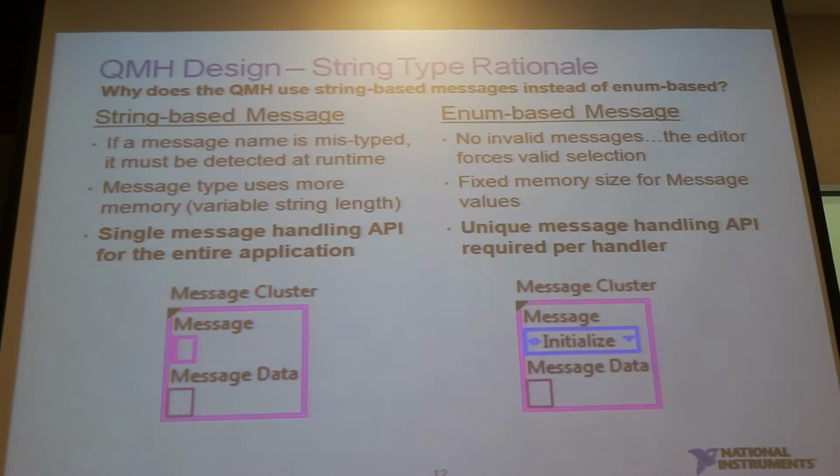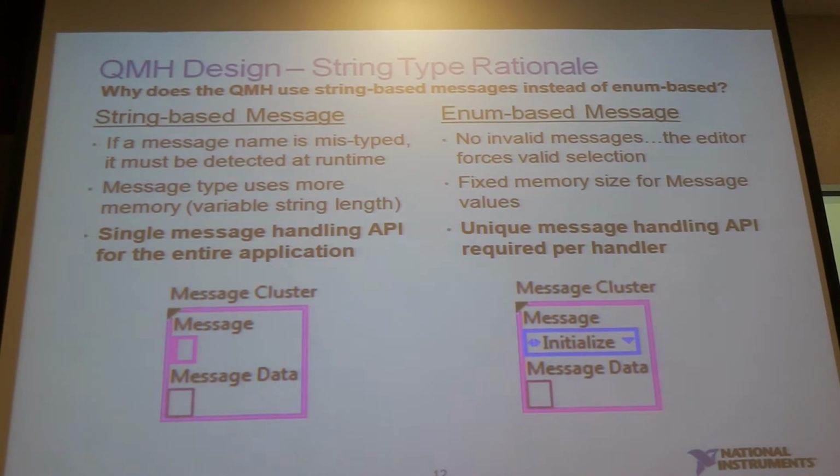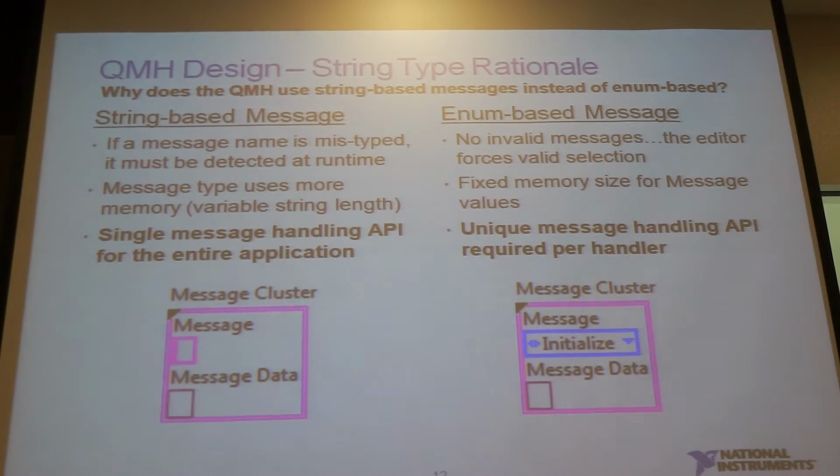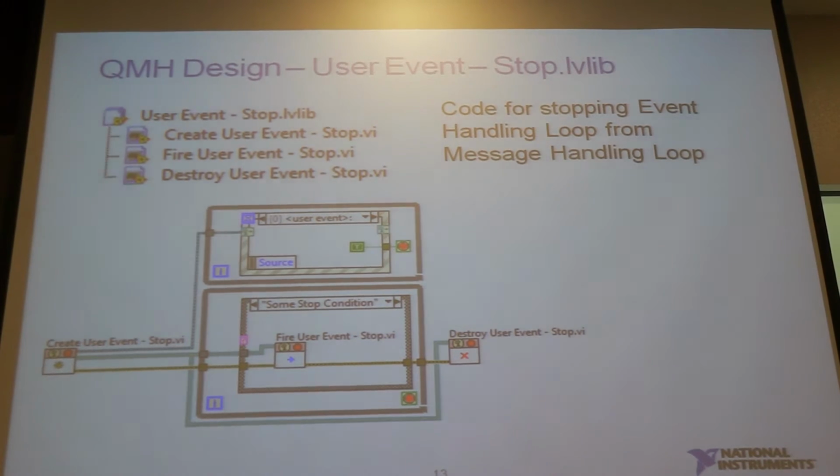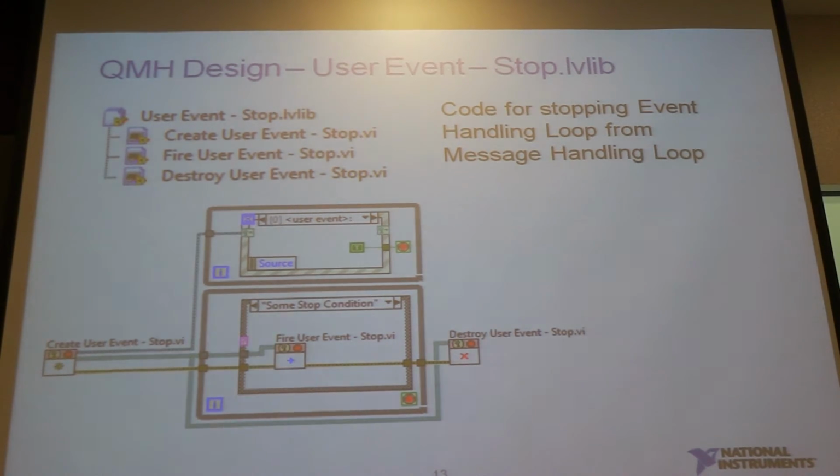So the reason why we use strings again is because you want to make it easier for you to use the same message handling API for your entire application. You don't need to create one. Okay, so far still following me, yeah? Okay, the next portion that I want to share with you is how they stop two loops.